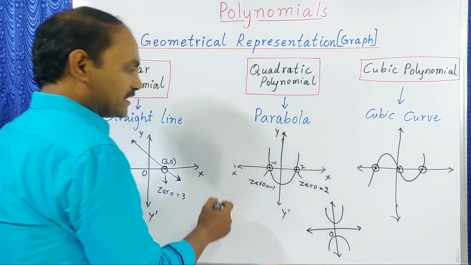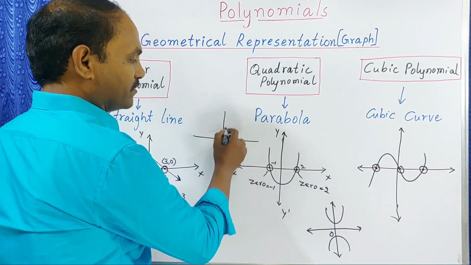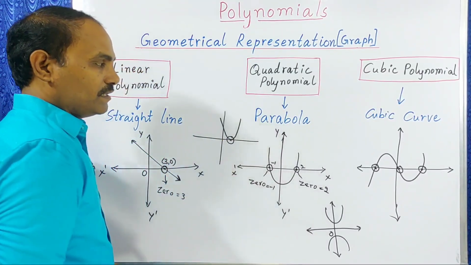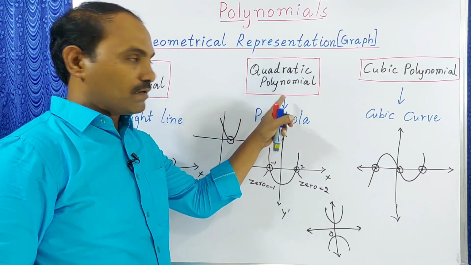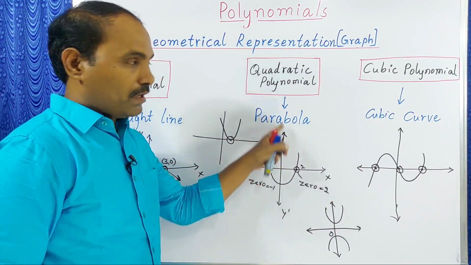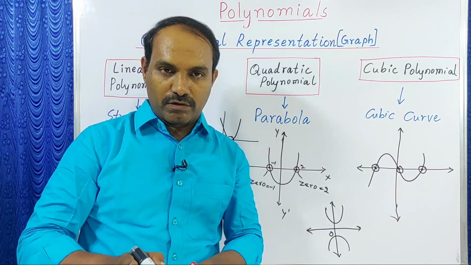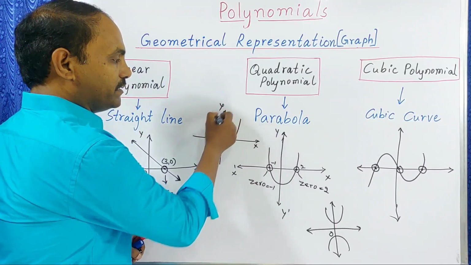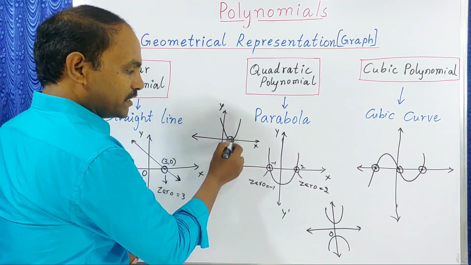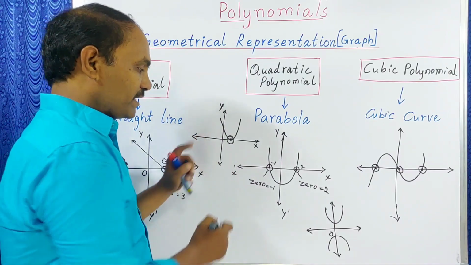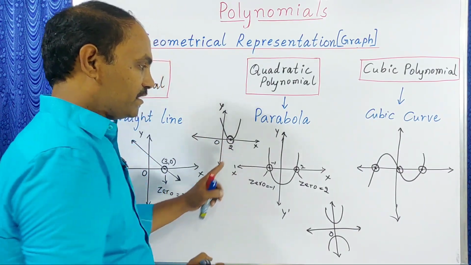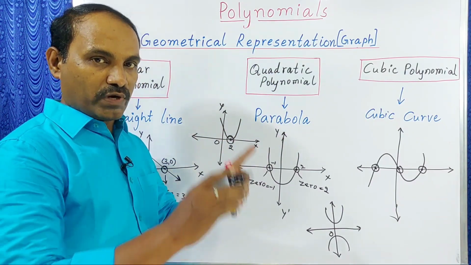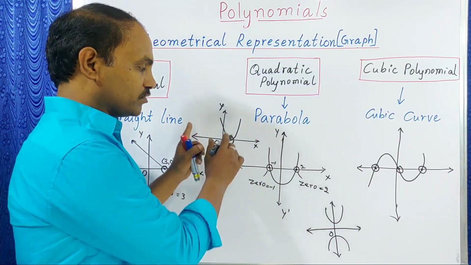What if the parabola touches the x-axis in one place only? For example, a parabola like this, it touches in one point only. A quadratic polynomial represents a parabola. A quadratic polynomial has two zeros, but the parabola touches the x-axis in one place only. Then in this case, here this point, for example 2, then the zeros of this quadratic polynomial are 2 and 2. Both the zeros are equal.